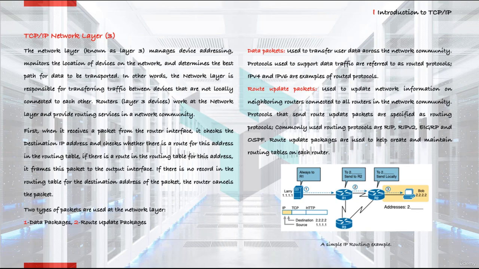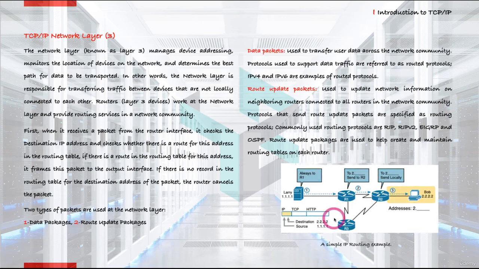Two packet types are used at the network layer. The first is data packets and the second is route update packets. Data packets are packets used to transfer user data across a network. The protocols used to support data traffic are specified as routed protocols. Examples of routed protocols are IP version 4 and IP version 6. Route update packets are used to update network information on neighboring routers connected to all routers in the network. Protocols that send route update packets are referred to as routing protocols, with commonly used routing protocols being RIP, RIPv2, EIGRP, and OSPF. Route update packets are used to help create and maintain routing tables on each router.